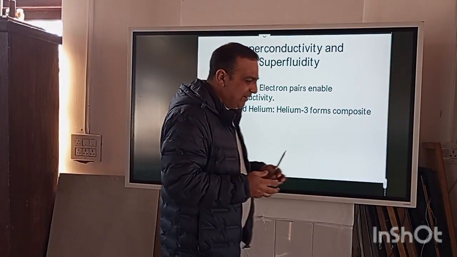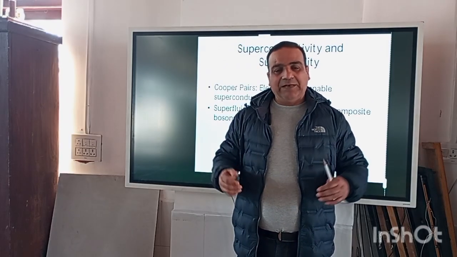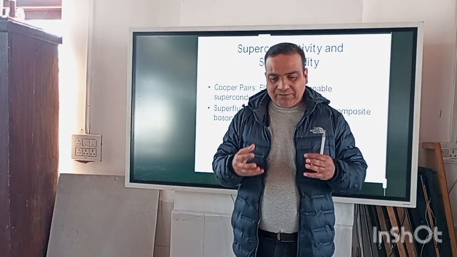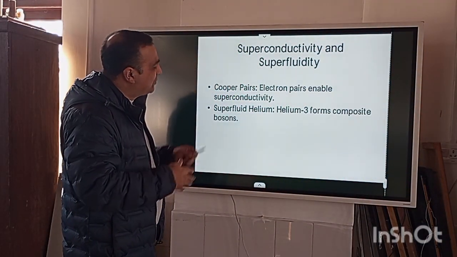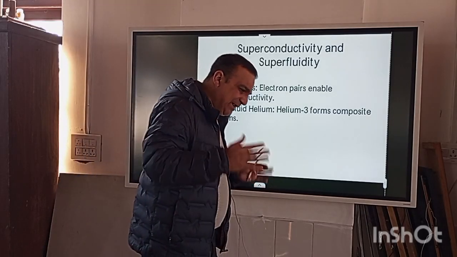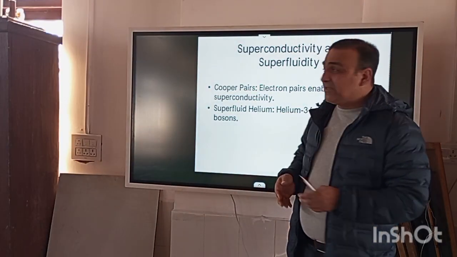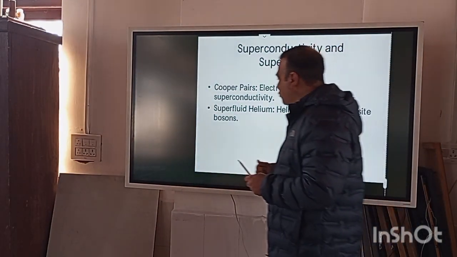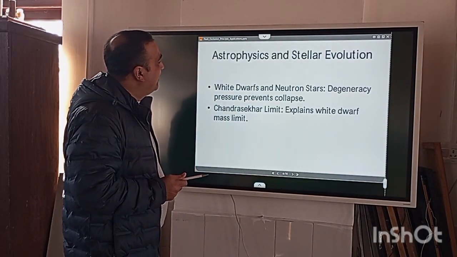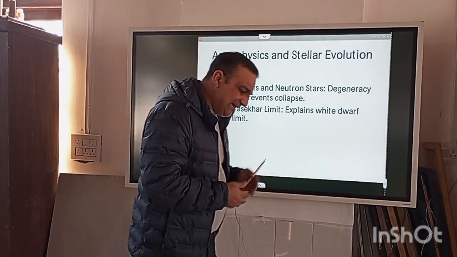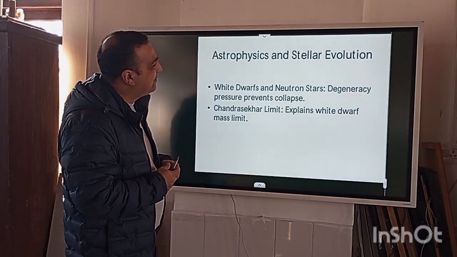So once such a situation is created, the electrons bump on each other in the context of the exclusion principle and form a Cooper pair, and a Cooper pair is basically a boson. So Pauli's exclusion principle certainly plays its own role in describing phenomena like superconductivity and superfluidity in helium atoms. And we can also extend the application of the exclusion principle to the field of astrophysics and stellar evolution.